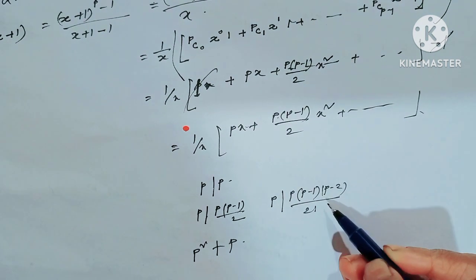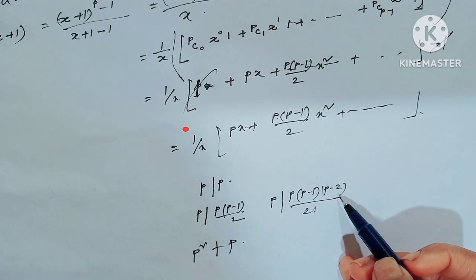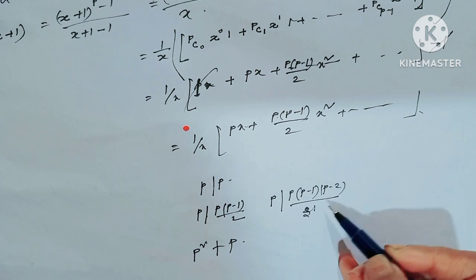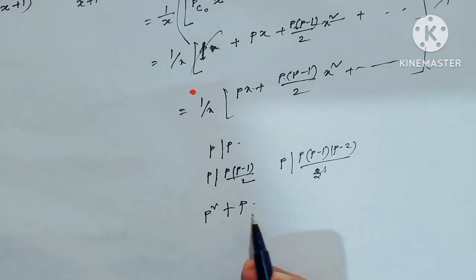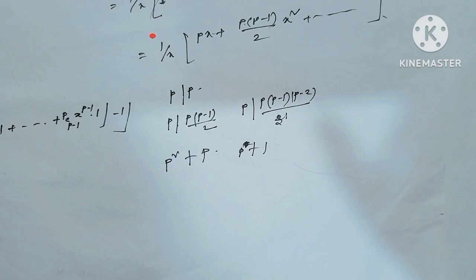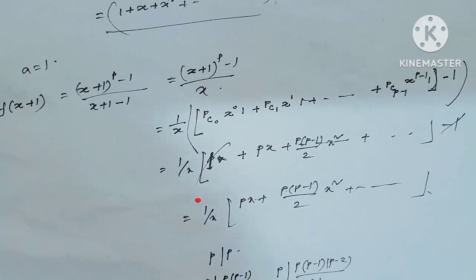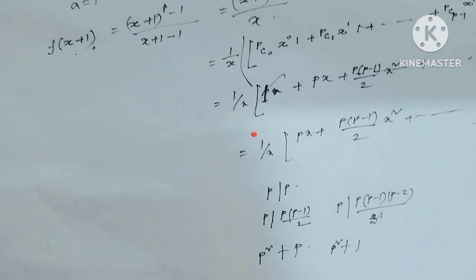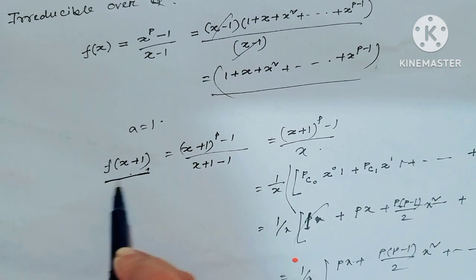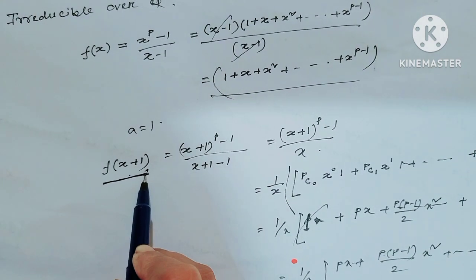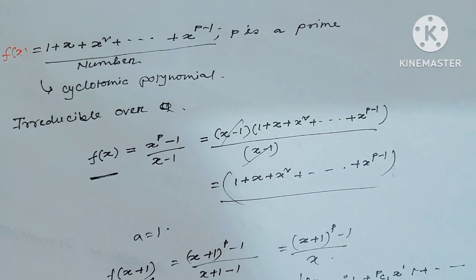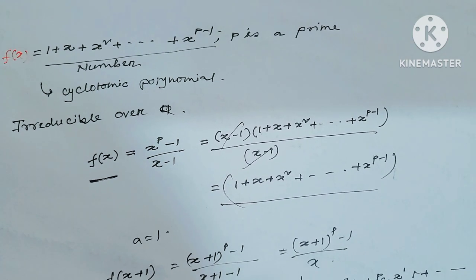Similarly, p divides p(p minus 1)(p minus 2)/3 factorial. But p squared does not divide p, and p does not divide 1. So obviously this polynomial f(x plus 1) is irreducible for any prime p. And since f(x plus 1) is irreducible over the rational numbers, obviously f(x) is irreducible over Q. I hope all my viewers have understood.